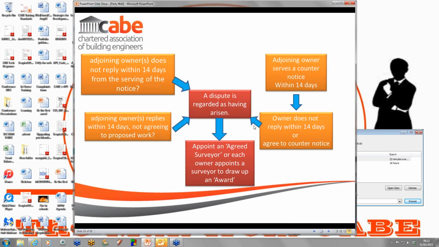Once we've got to the situation where a dispute has arisen, there really is no option other than to start looking to appoint surveyors. Now at this point, the client can opt to appoint an agreed surveyor, which, as the guidance would suggest, is a surveyor who is agreed by both of the parties involved, or all of the parties involved, and that surveyor will then act in an independent manner to come to a conclusion that is fair to all. So they will draw up an award in relation to the Party Wall Act that comes to a conclusion that, from an independent perspective, is fair to all parties. Alternatively, if the parties won't agree to a single agreed surveyor, then we may end up with each party appointing their own surveyors, and they will then work to draw up the award.